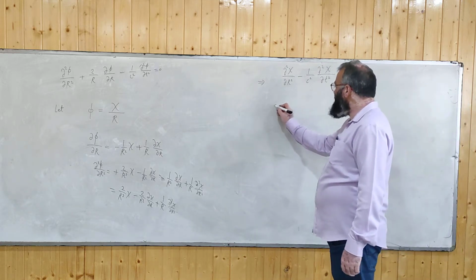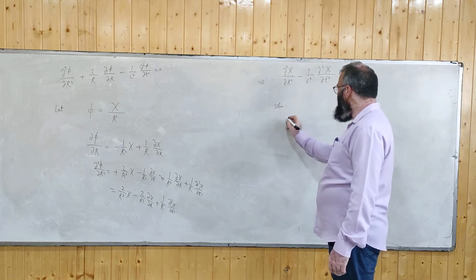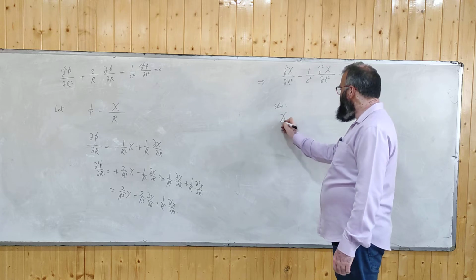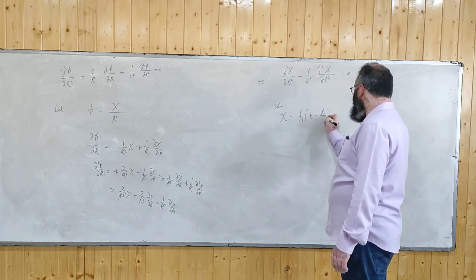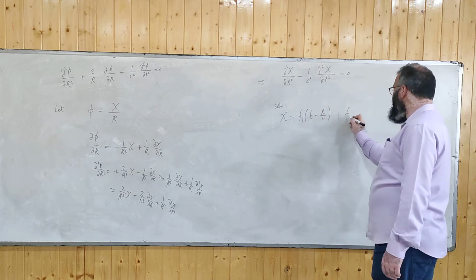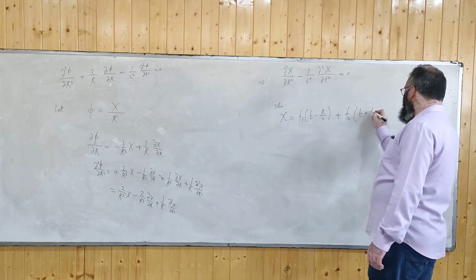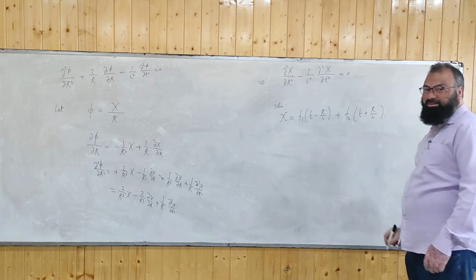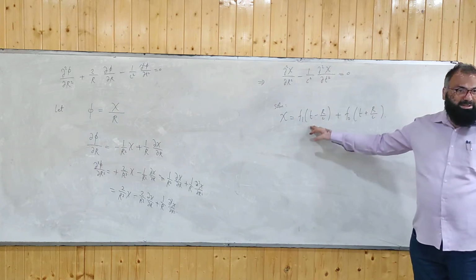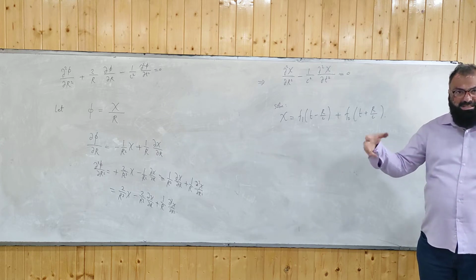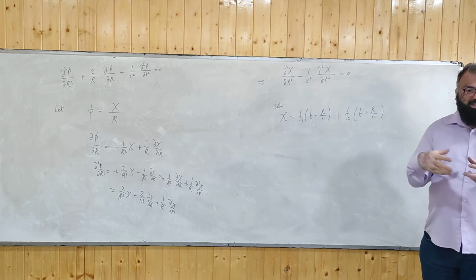The solutions are of the form chi equals f1 of (t minus r by c) plus f2 of (t plus r by c). So this we have already solved. Now tell me, what is this wave? This is a wave that's moving outwards, and this is a wave that's moving inwards.